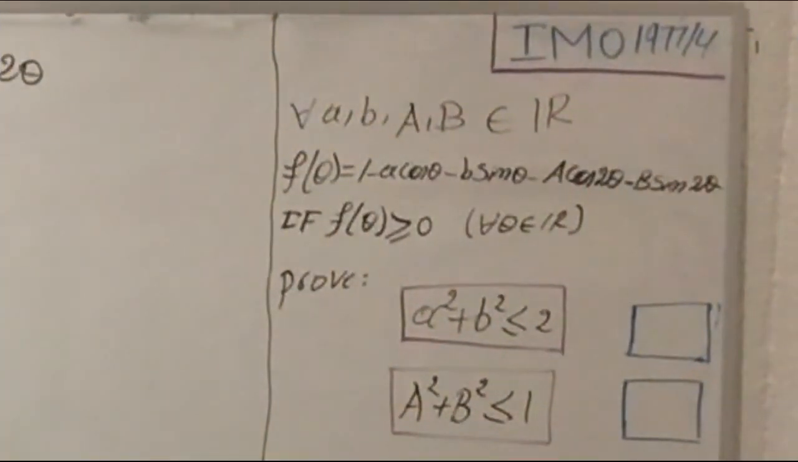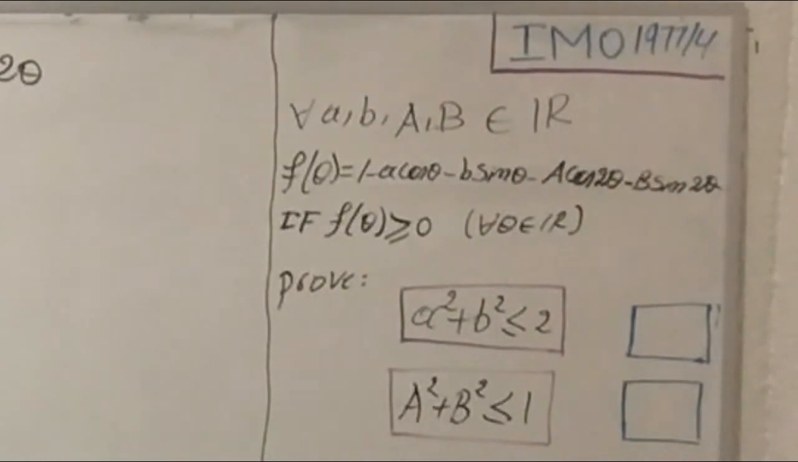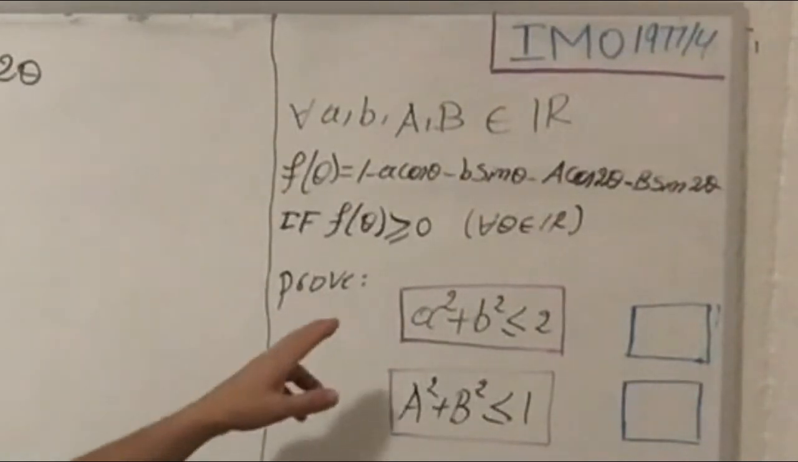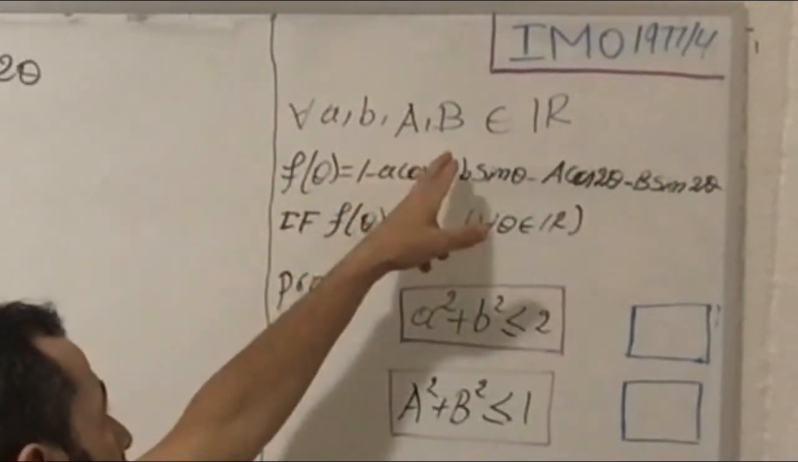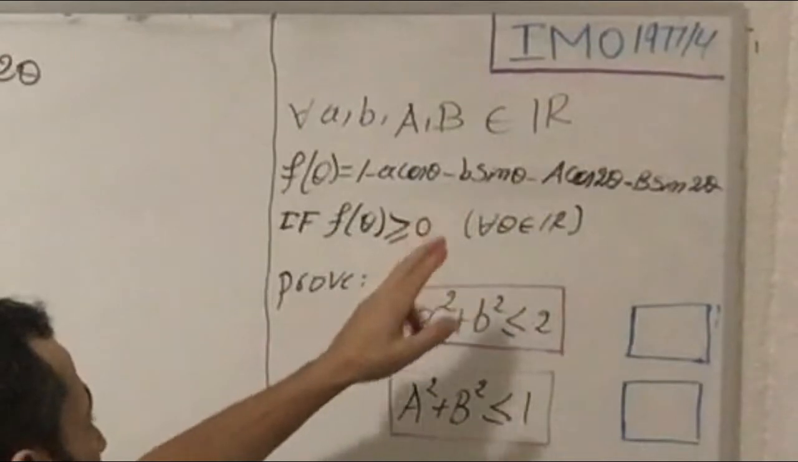In today's video, I'm going to look at a very interesting problem of the International Mathematics Olympiad of 1977, okay? Problem number four. So, for ordinary numbers, a, b, and capital A, and capital B are real numbers.